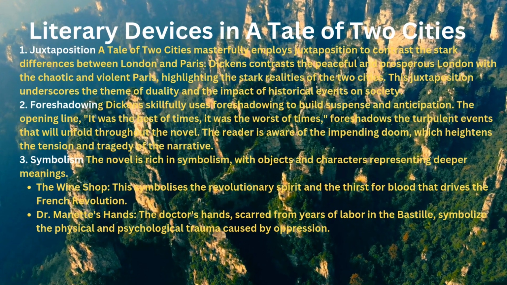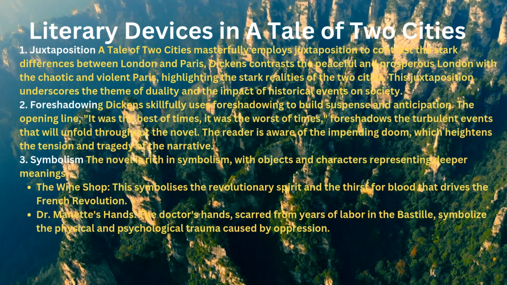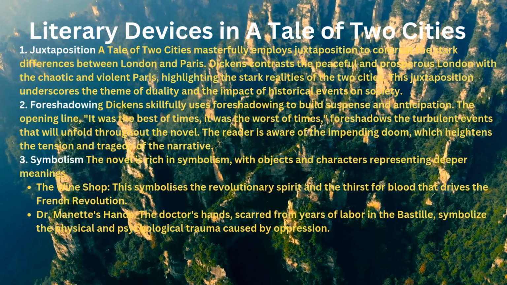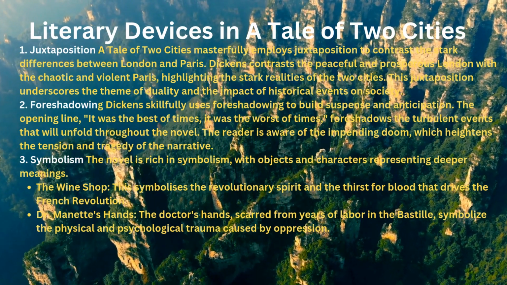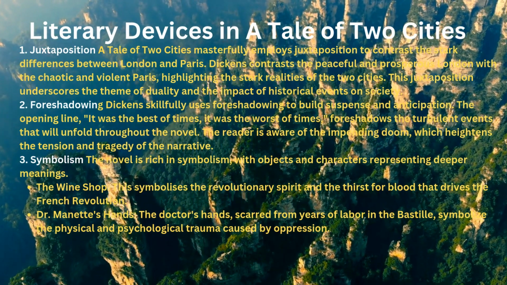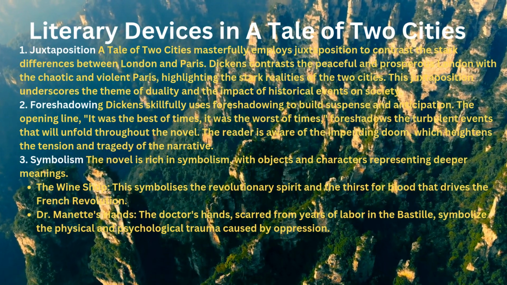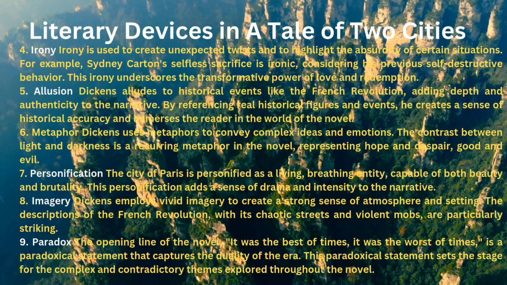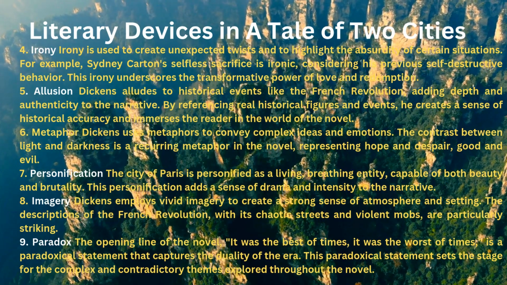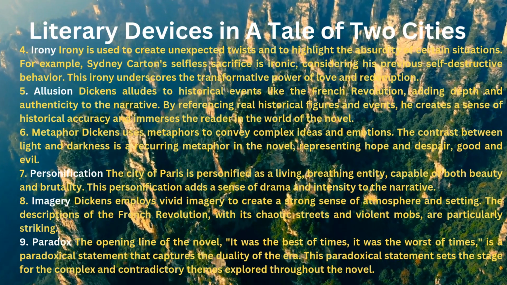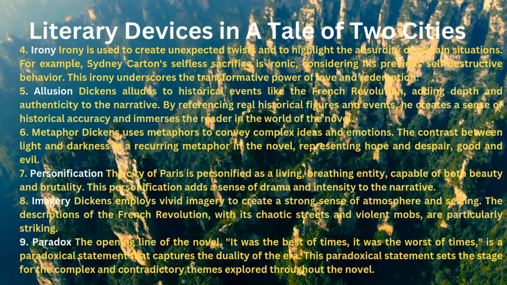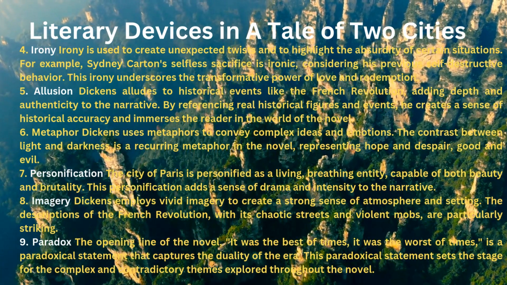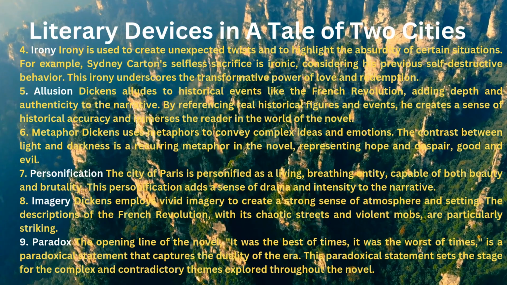3. Symbolism. The novel is rich in symbolism, with objects and characters representing deeper meanings. The wine shop. This symbolizes the revolutionary spirit and the thirst for blood that drives the French Revolution. Dr. Manette's hands. The doctor's hands, scarred from years of labor in the Bastille, symbolize the physical and psychological trauma caused by oppression.